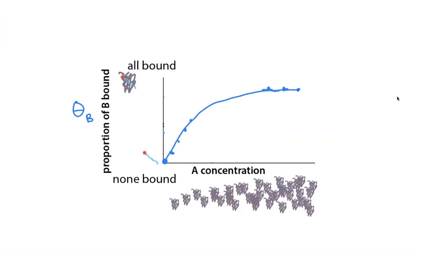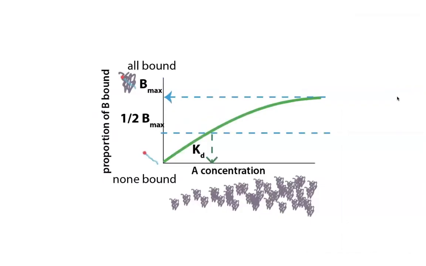We can give different names to these points. The amount at which we have it all bound, sometimes we'll see this as B max. And then we have this 0, so that's none bound. And then remember our KD, that was the point at which half of it is bound. So if we say 1/2 B max, that would be the proportion that's bound. And then we look to see the A concentration, and that would be our KD. So we end up with, drawn more nicely, something that looks like this.